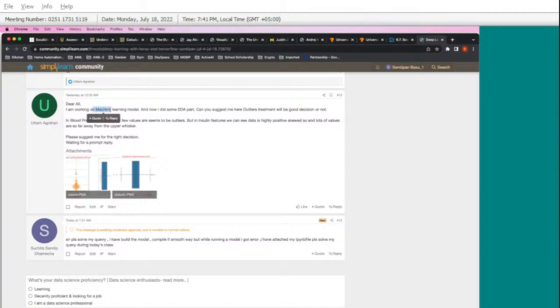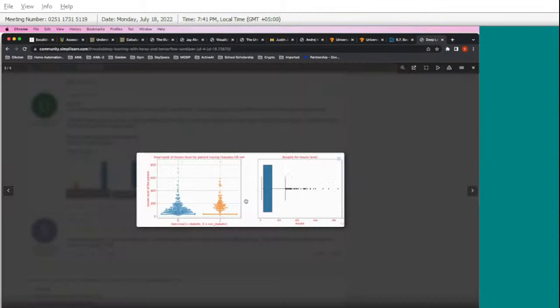This is a machine learning problem, a different problem statement. So could you suggest which outlier treatments would be a good decision? If you have a good strategy to treat outliers, please go ahead. Let's see what feature you have. You have a feature of class. Outcome, do you think you can treat outcome via insulin level? The feature is insulin level, right?